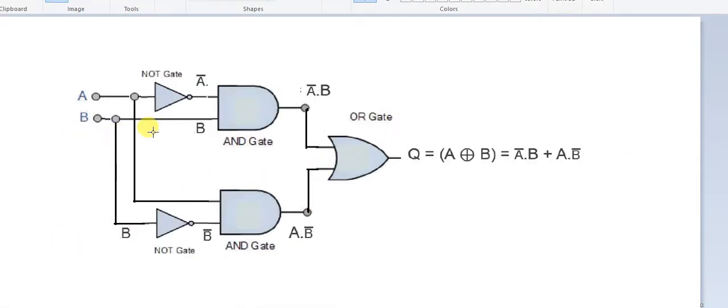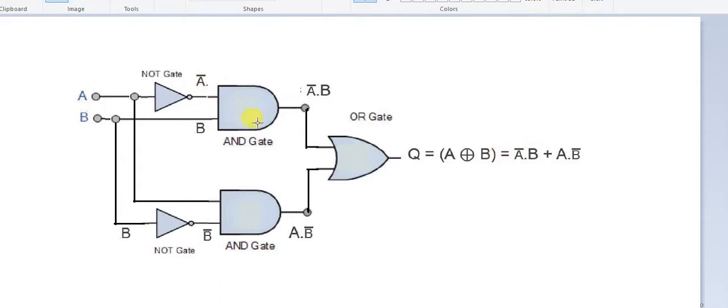This is the basic logical equation, which is the expression for the exclusive OR gate. Here we have two inputs, A and B. We put a NOT gate in front of it. Here the logical expression says we need A complement dot B, so we first make A complement: A into an inverter or NOT gate makes A complement. Then we need B, so B is directly connected over here. Both are then fed into an AND gate, because we have A dot B, which is an AND gate.